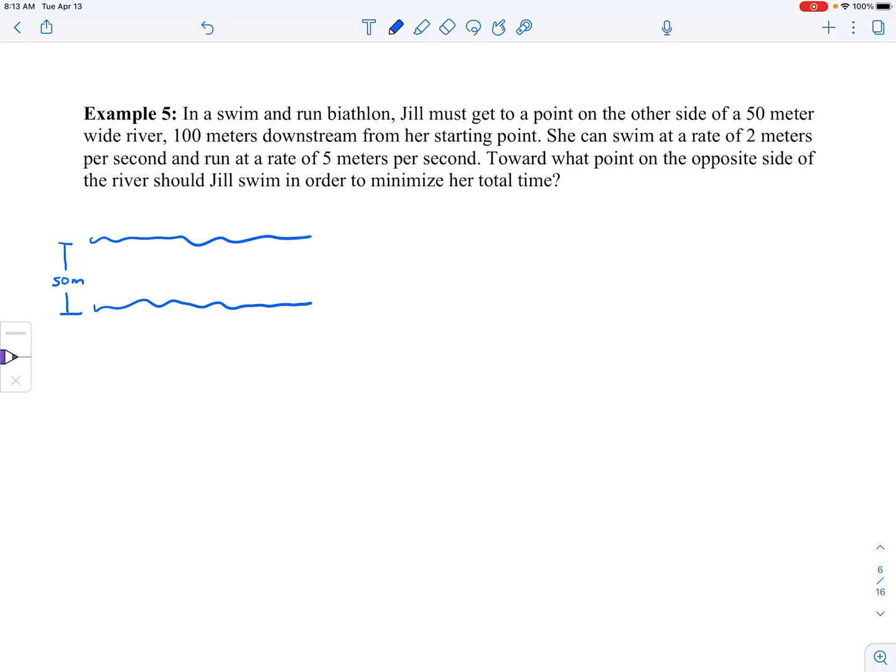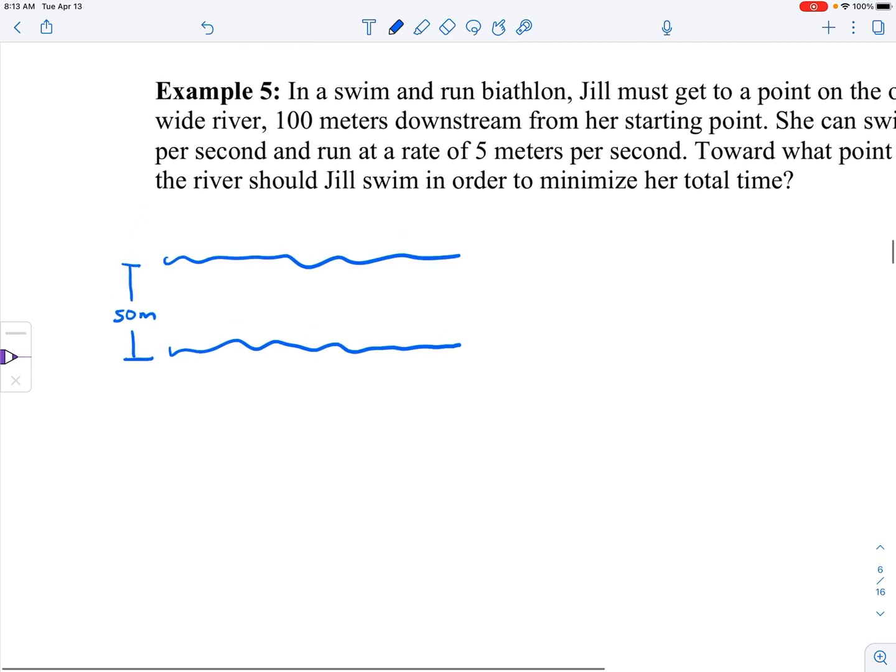Video is on example 5 from section 4.5. In a swim and run biathlon, Jill must get to a point on the other side of a 50-meter wide river, 100 meters downstream from her starting point. So I drew the 50-meter wide river.